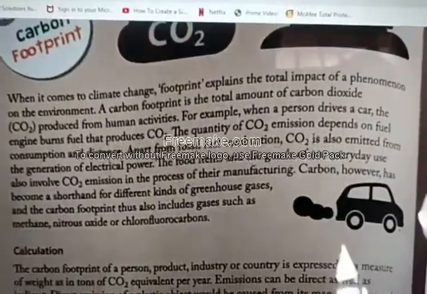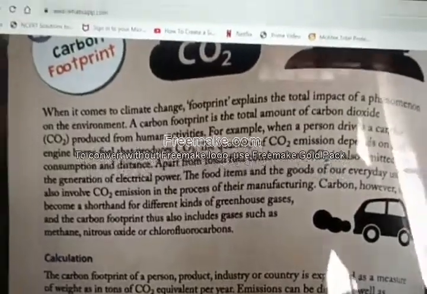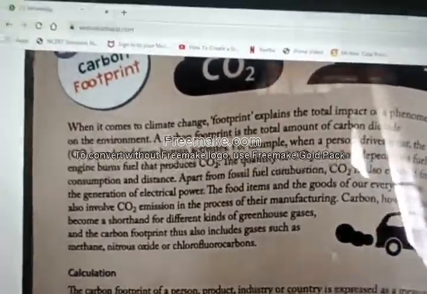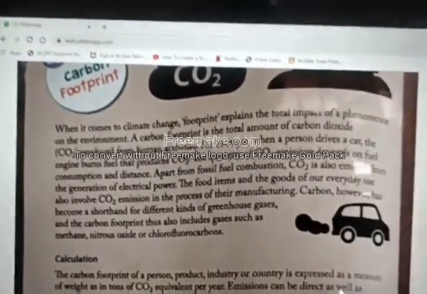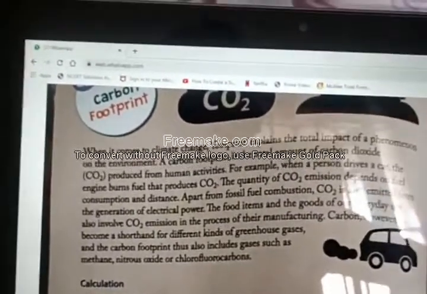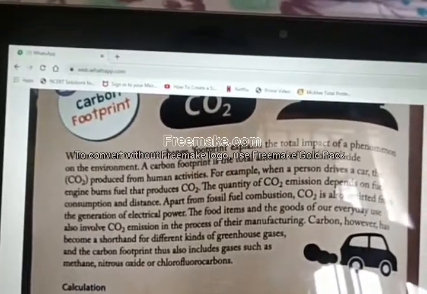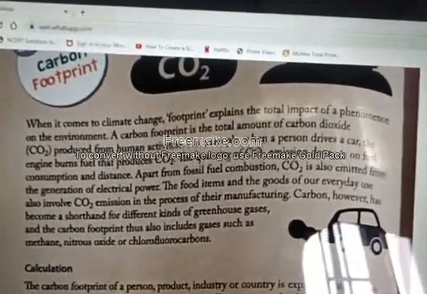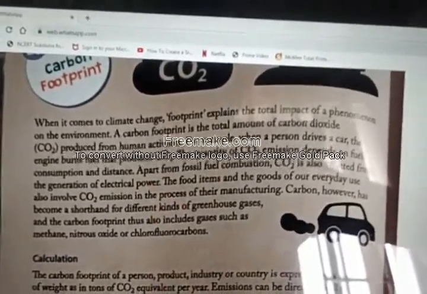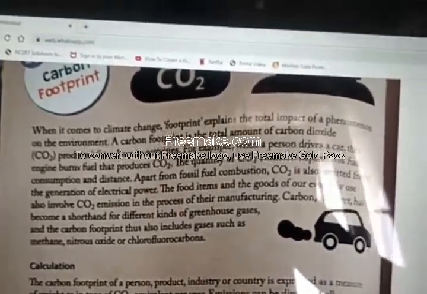CO2 is also emitted from the generation of electrical power. If we use electricity, CO2 is produced. Food items and goods of everyday use also involve CO2 emission. If we produce food items, CO2 is emitted from there also. In the food manufacturing process, CO2 is emitted.